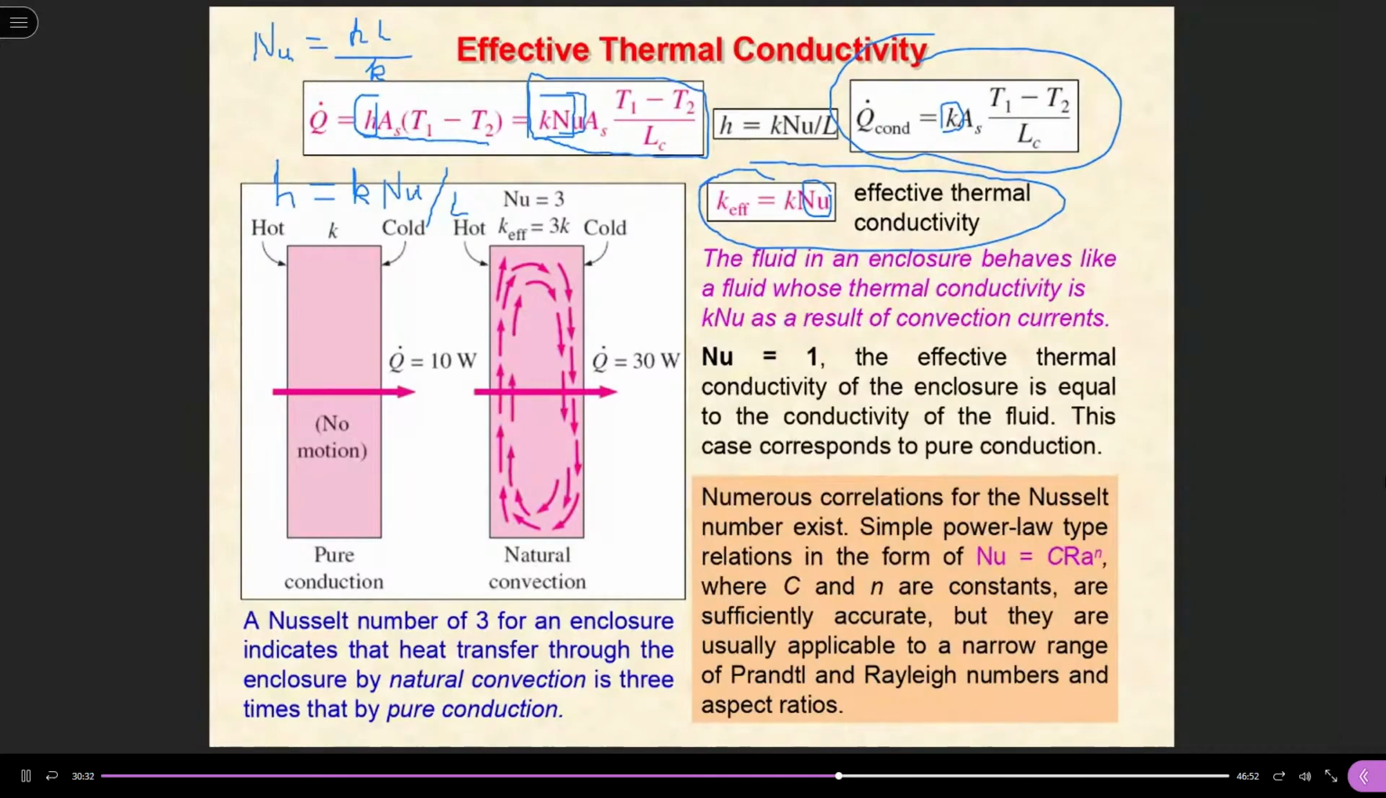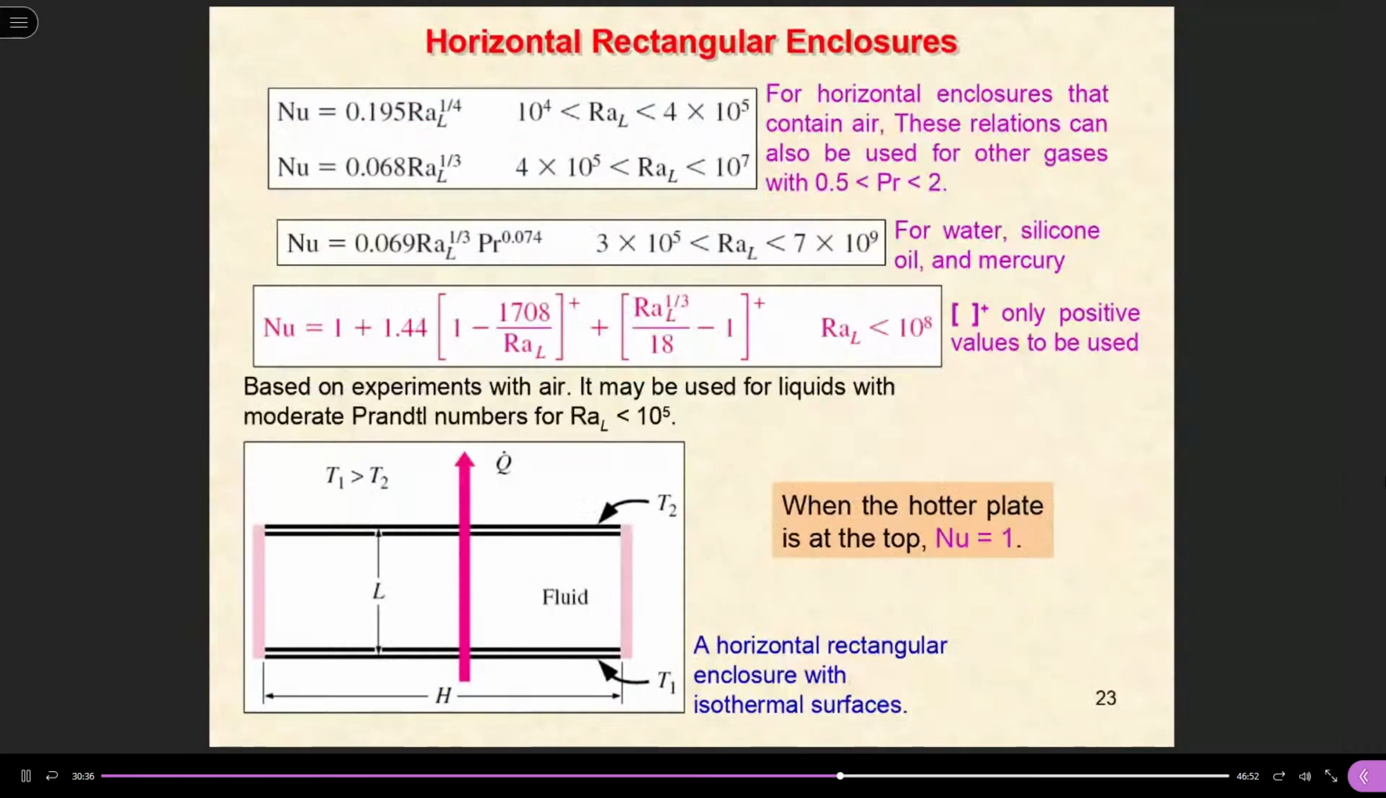Next, let's see what the equations are for you to calculate Nusselt number. We don't know yet. So here are the equations to calculate Nusselt number for flow over a flat plate, over this layer. Now remember, this L is used for the Rayleigh number. Remember one thing though: if the hot plate is at the top, Nusselt number is simply equal to 1. This is something you've got to know.